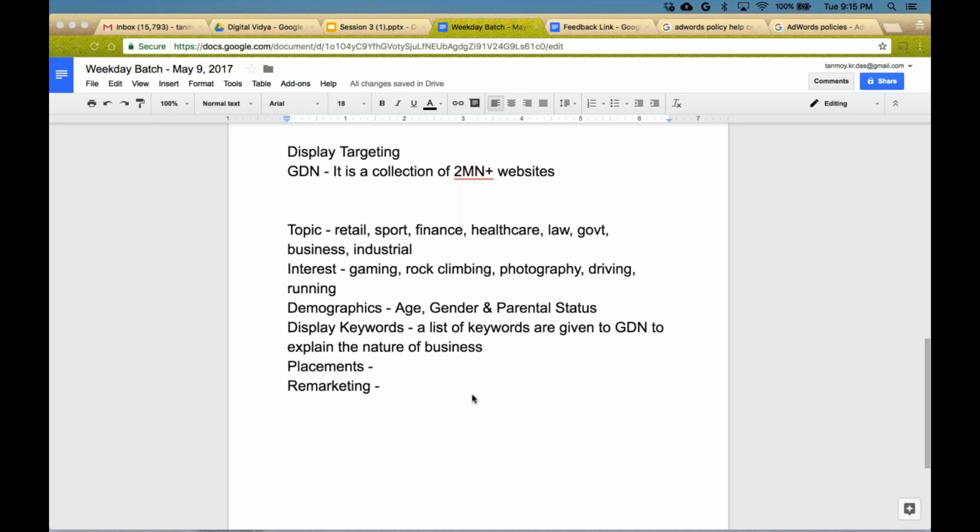Once we discuss all of this, then we have the display campaign creation part, in which I'm going to show you all these 6 types. Will websites change? No, the websites will remain the same. The ones which they select for you will remain the same.